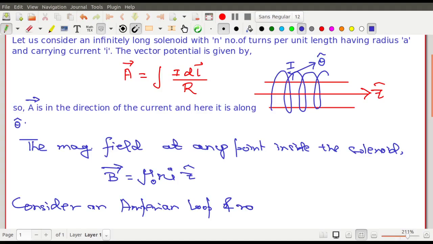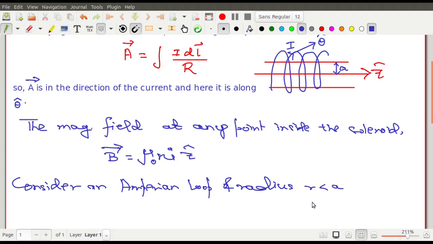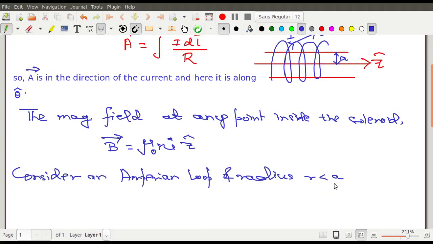Consider an Amperian loop of radius r less than a. The radius is less than the radius of this solenoid. This is the radius of the solenoid. So the Amperian loop that you will consider will have a radius less than the radius of the solenoid, that is, the Amperian loop should be confined inside. Consider an Amperian loop of radius r less than a inside the solenoid.